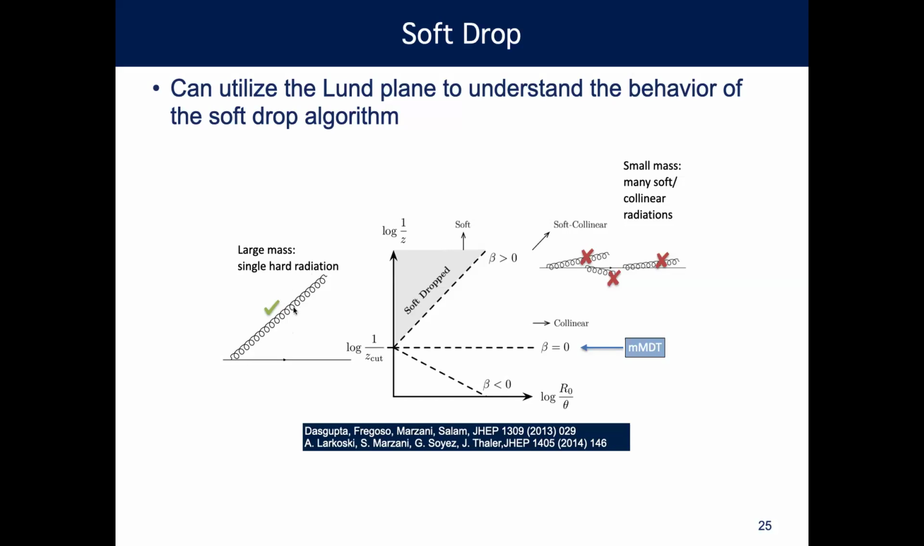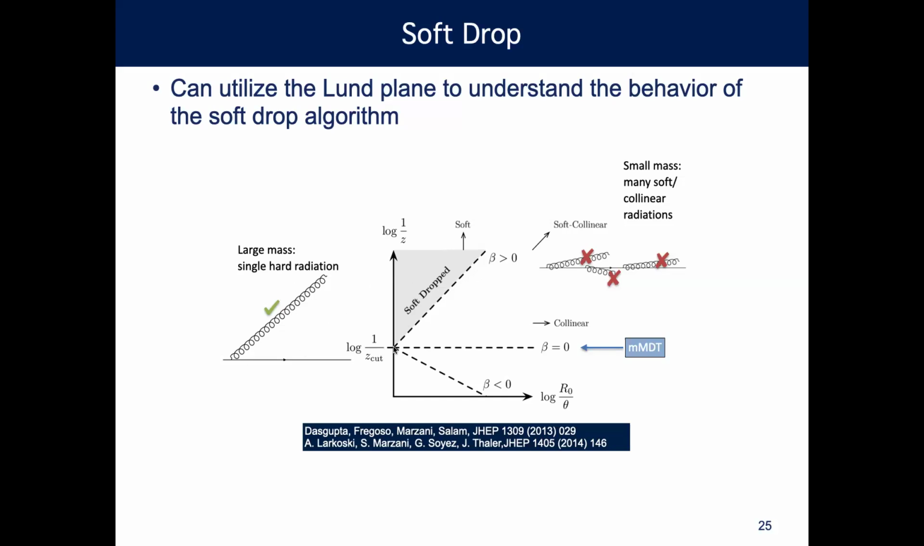Z is the fraction of this gluon, and theta is this angle. If you plot the logarithm of 1 over Z versus the logarithm of 1 over theta scaled by this R parameter, that's the Lund plane. This is a phase space diagram of a single emission, okay? And the soft drop condition basically draws lines in this phase space, and you eliminate some portion of that phase space in your integral. So this is what this is doing.